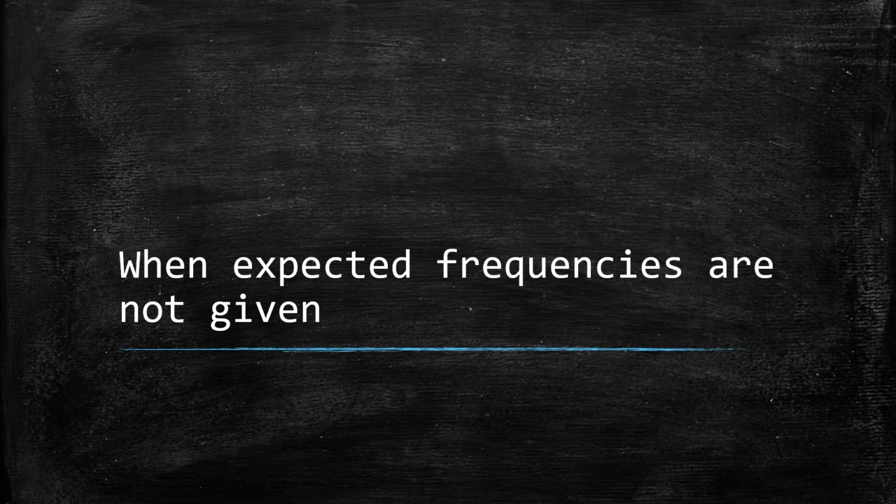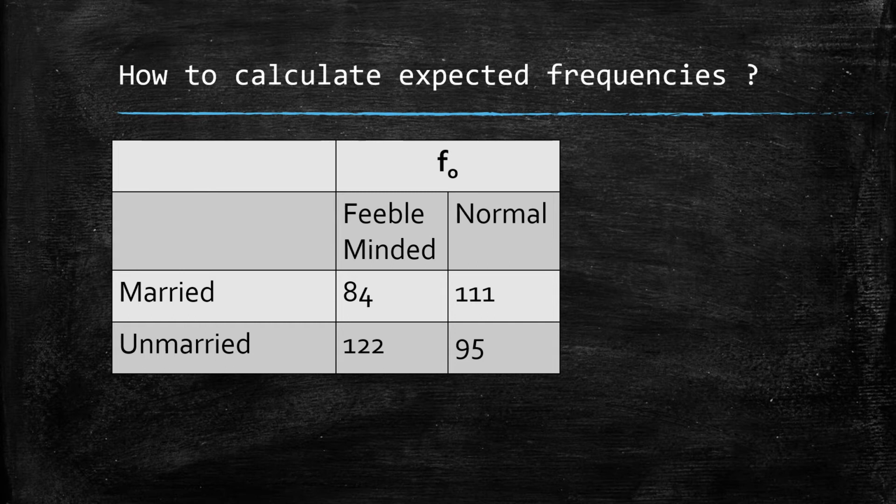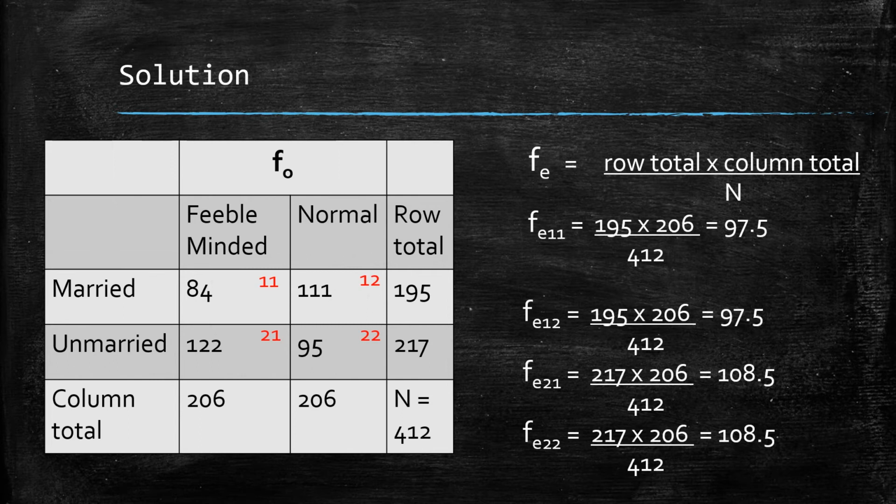When expected frequencies are not given, then you have to calculate them. Let's see how we calculate the expected frequencies. This is the example. Here, the observed frequency is given, but the expected frequency is not given. So the formula for calculating expected frequency is row total into column total divided by total number of observations.